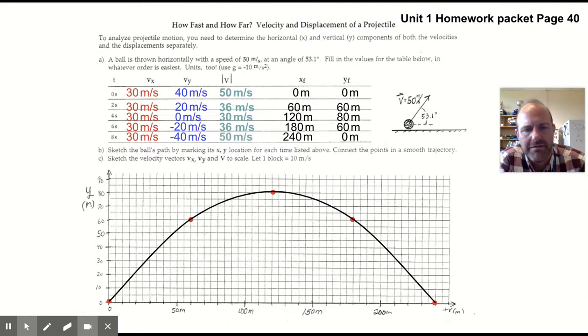So the last thing to do would be to add some information about velocity to this graph. Right? We can draw in the x components of the velocity as all being 30 meters per second. And the y components of the velocity start upward, are 0 at the top, and then go downward. And then we can draw in the total velocity, which is just the sum of the x and y as vectors, which looks something like that.